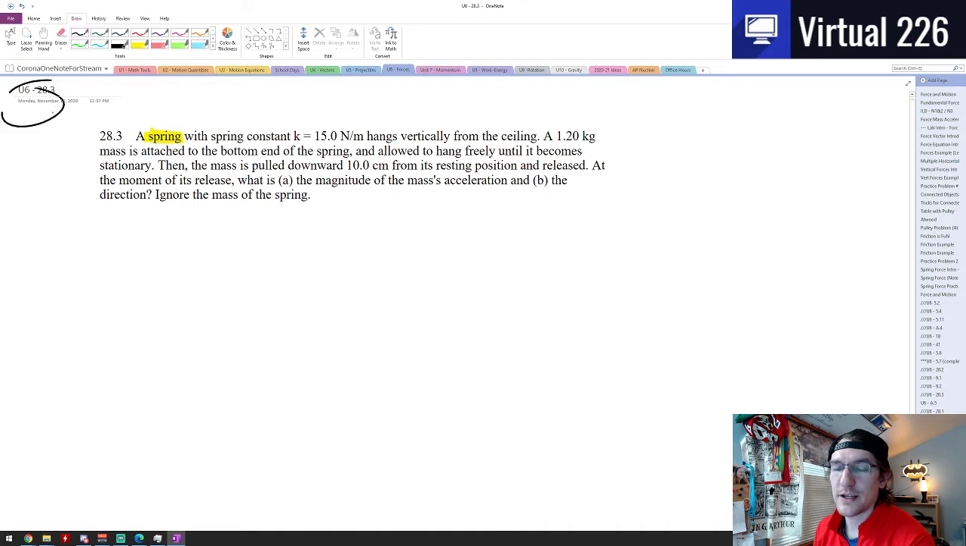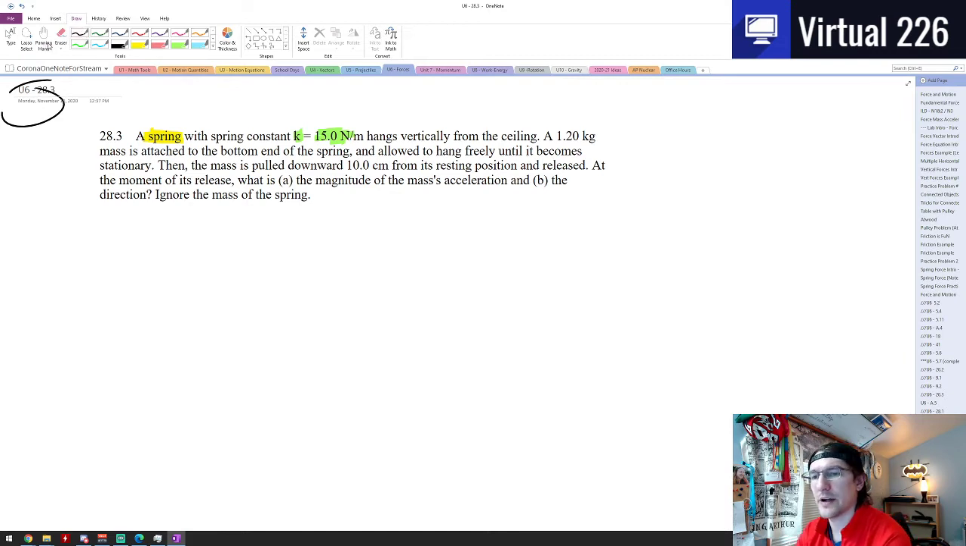We're looking at F equals MA. Unit 6, problem 20.3, and in it we're looking at forces, specifically, once again, spring forces via Hooke's law. So what we have here in our practice problem is a spring with a spring constant, so the strength of a spring, k, of 15 newtons per meter, hangs vertically from a ceiling.